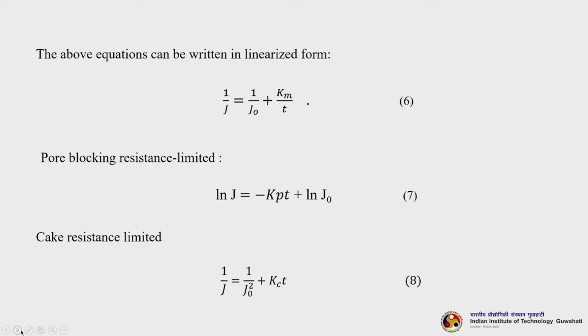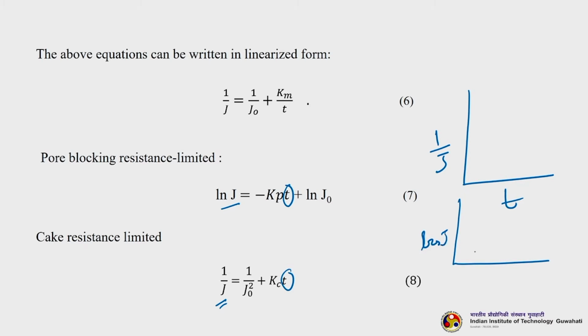Similarly, you can plot ln J versus t here. So, you get Kp and J naught from that. Similarly, 1 over J square versus t. Here we can plot ln J versus t. So, this linearized form will help us to plot the data easily and to find out the value of Km and J naught.